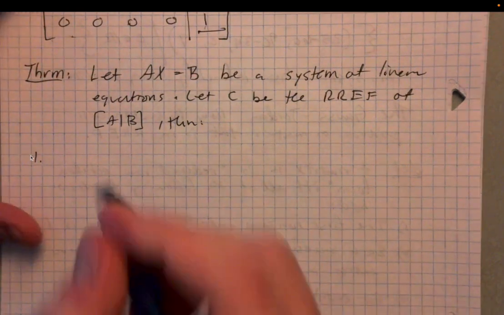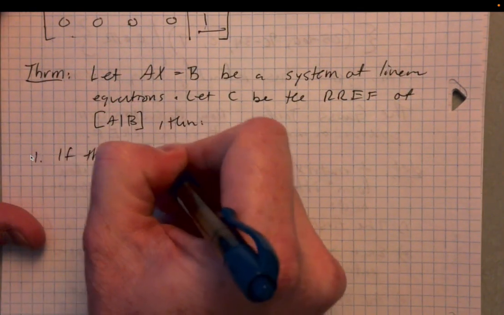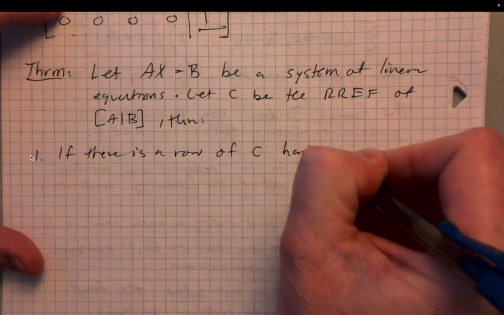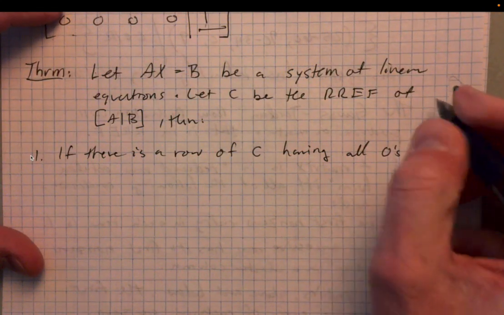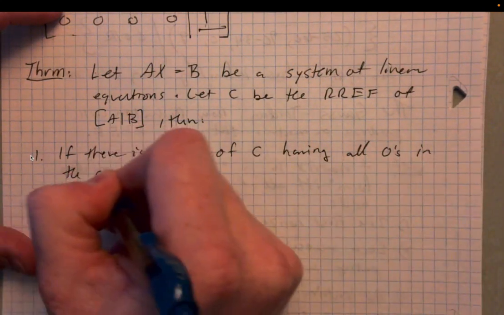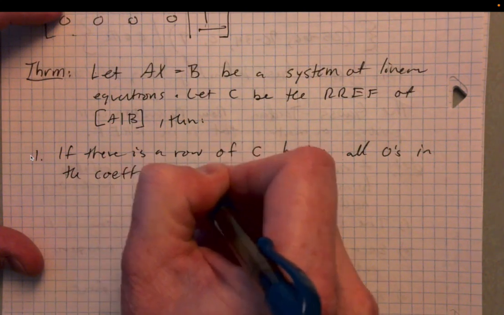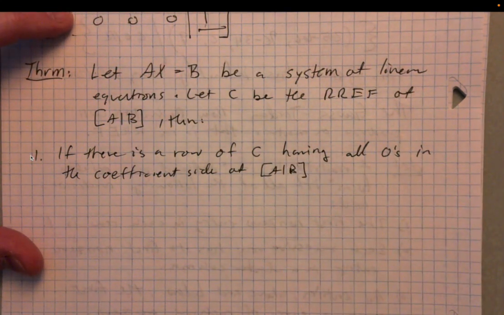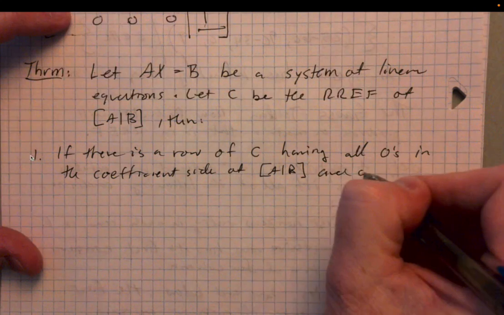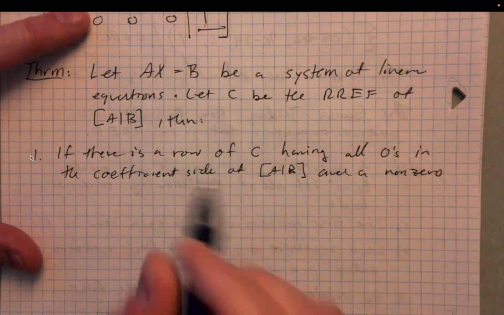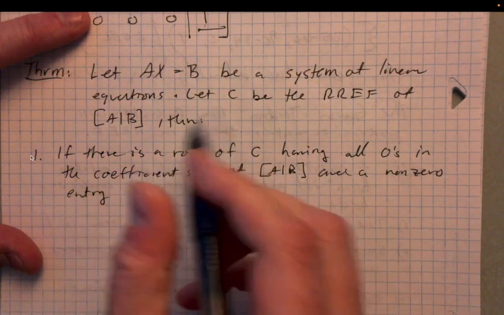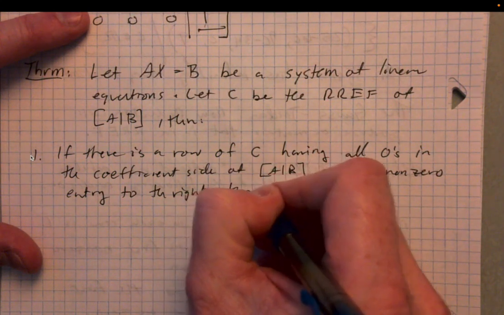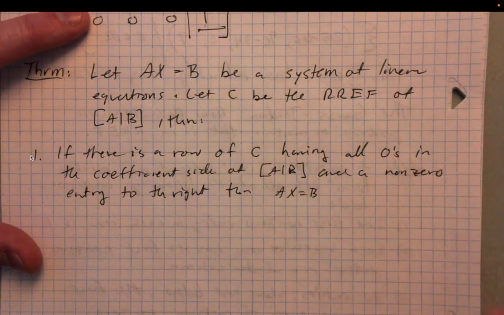So let's write this out. If there is a row of C having all zeros in the coefficient side of AB, where the coefficient matrix would be A, and a non-zero entry to the right, then AX equals B has no solution.